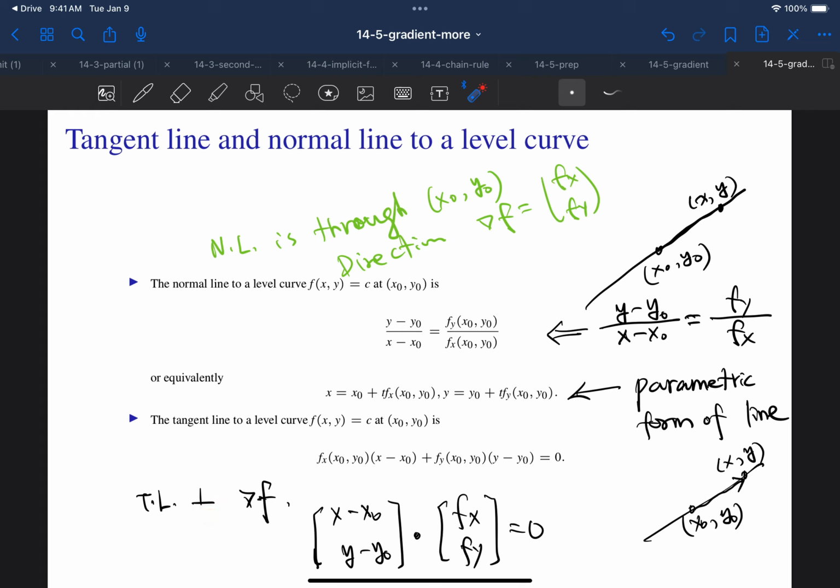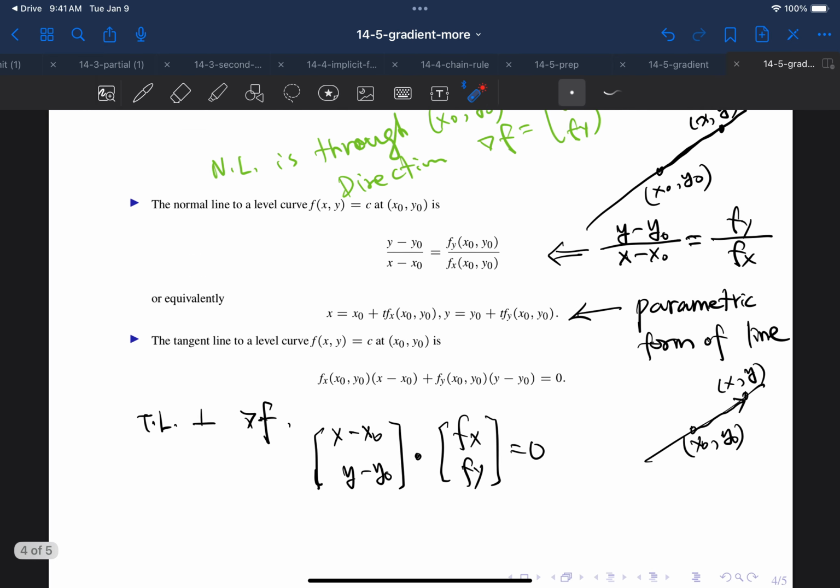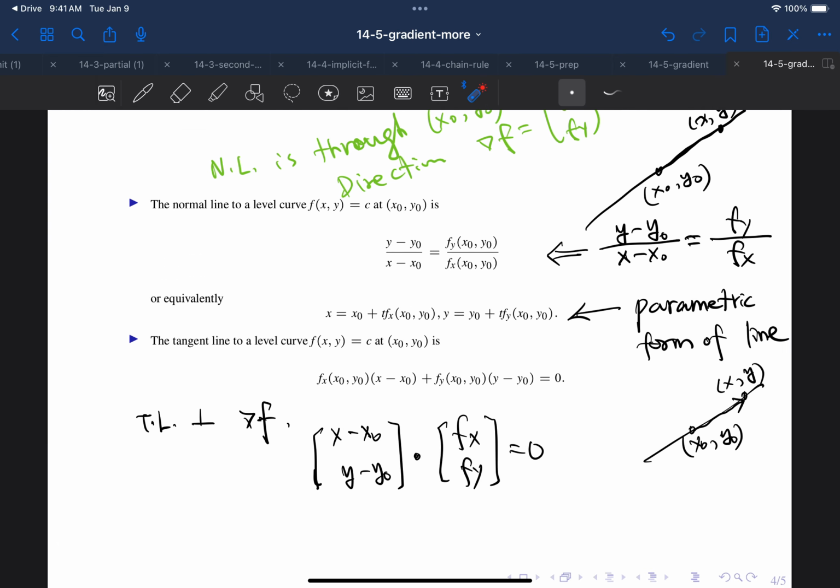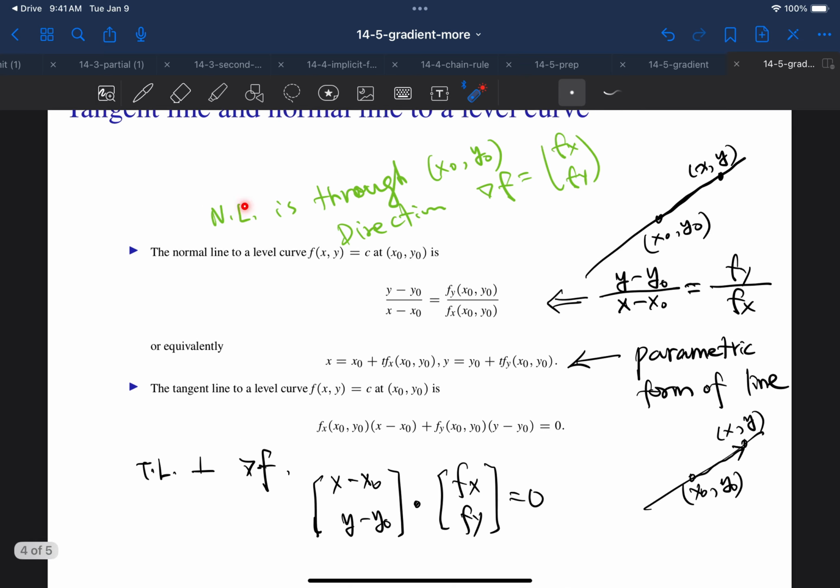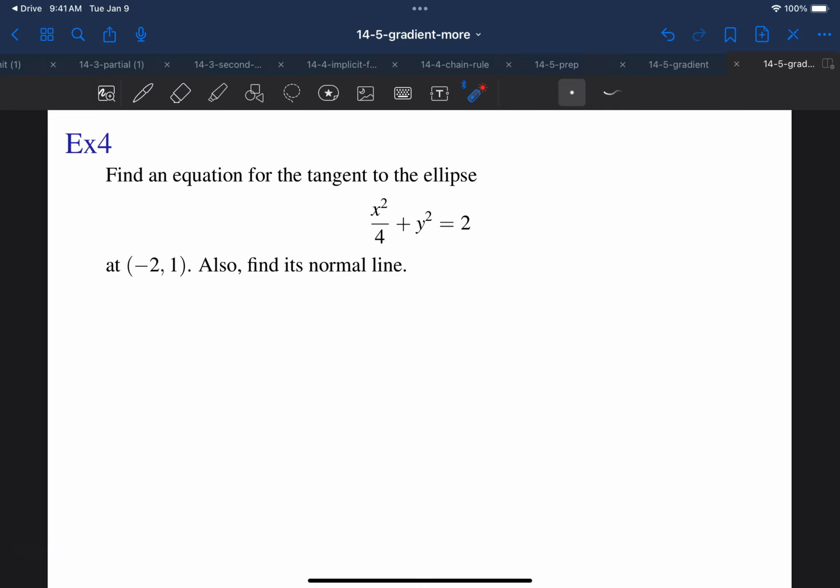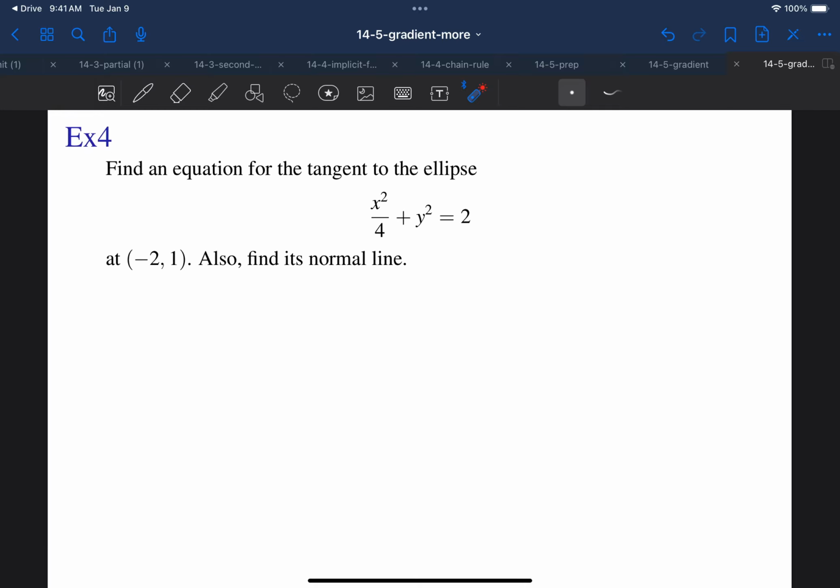All right, so I suggest that when we look at the next example, we're not going to memorize any formula here. As long as you know the normal line is in the direction of gradient f, and the tangent line is perpendicular to the gradient f, then the whole thing is just straightforward. So let's look at this problem. Find an equation of the tangent to the ellipse given by this implicit function at the point -2, 1. So pretending you are not in Calc 4, you're in Calc 1, what is this problem?